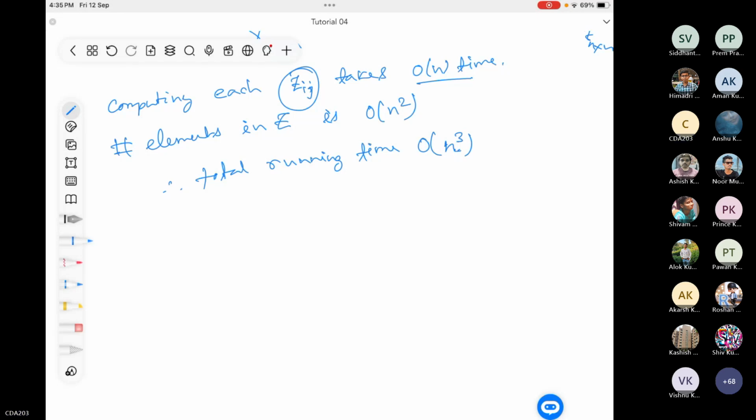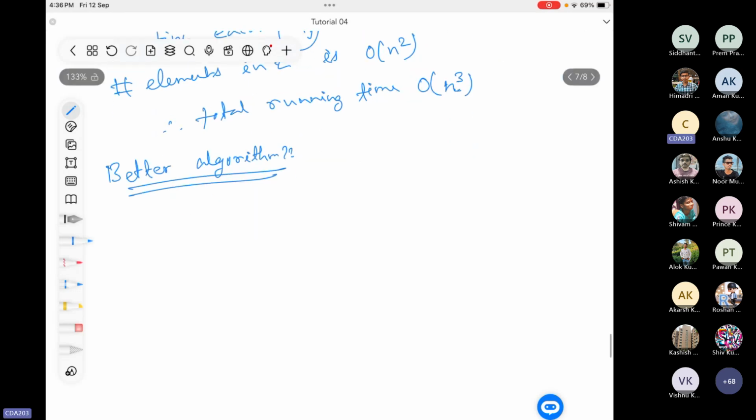So, better algorithm. For that, we again use the strategy. Strategies: divide and conquer. Yes, Strassen's algorithm is, yes. You know Strassen's algorithm.